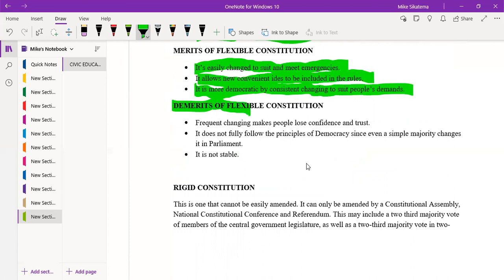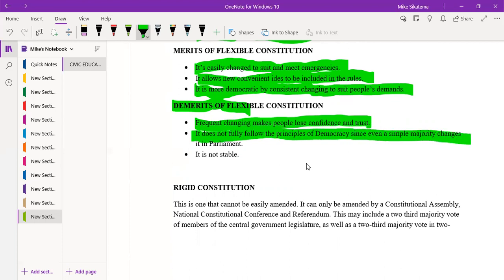Frequent changing makes people lose confidence and trust. You need something that is stable. You just don't want to see rules changing from one form to another. It does not fully follow the principles of democracy, since even a simple majority changes in parliament. You wake up one day and just see parliament has voted towards a change. Let's say one minute, women are allowed to drive vehicles. The next minute, women are told to put on their veils and stay indoors, and they're just not allowed to drive. So certain things like that, and it's not stable.